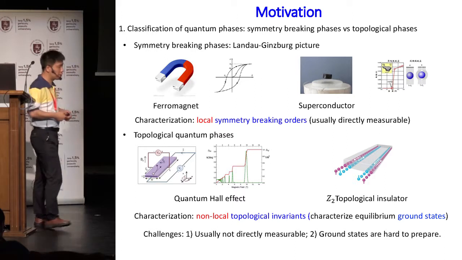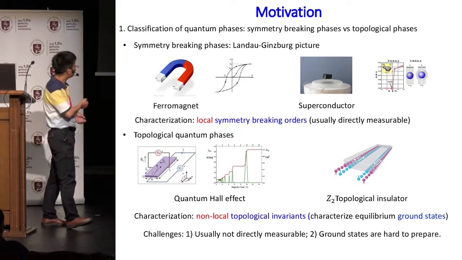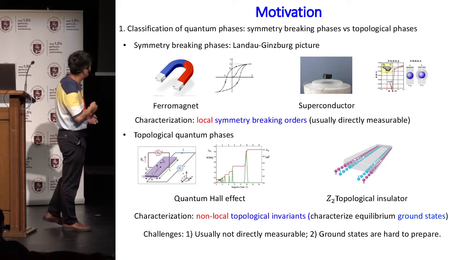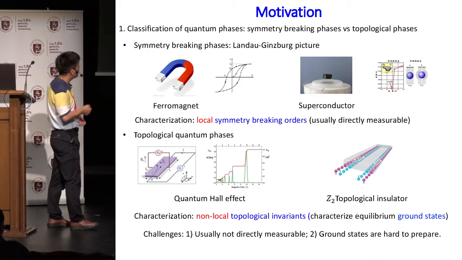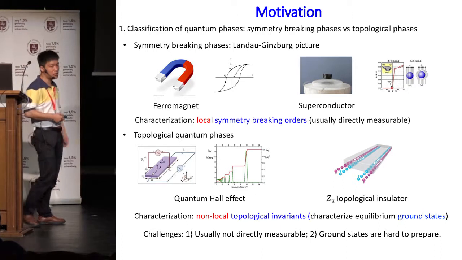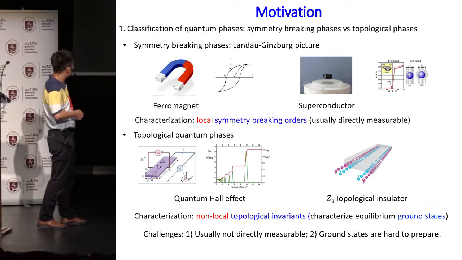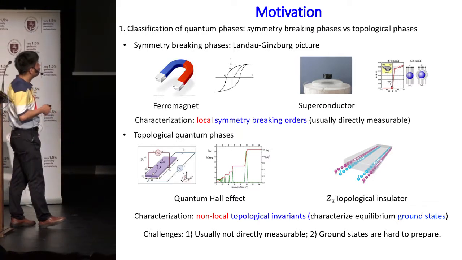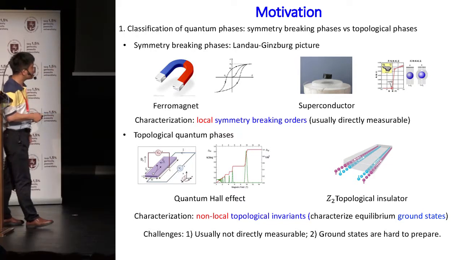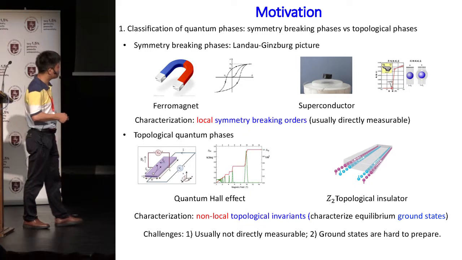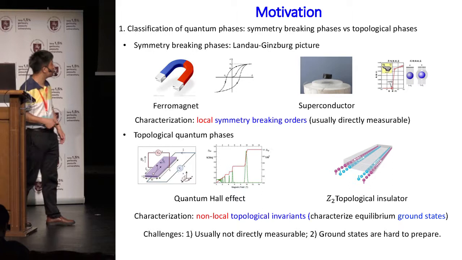In condensed matter physics, we are interested in how to classify quantum phases. For example, for the traditional phases, we have the symmetry breaking phases. We can characterize the phases by local symmetry breaking orders, like the magnetization and the superfluid order for superconductors. But for the topological quantum phases, it's quite different, since the characterization is not by local symmetry breaking orders, but by non-local topological invariants. These invariants are non-local, and they characterize the equilibrium ground states. This is the typical concept for the topological quantum phases.